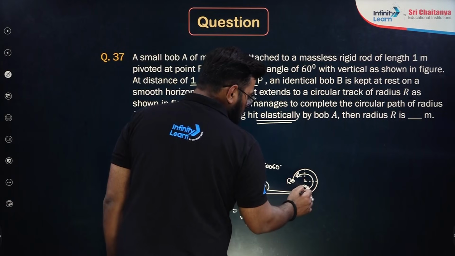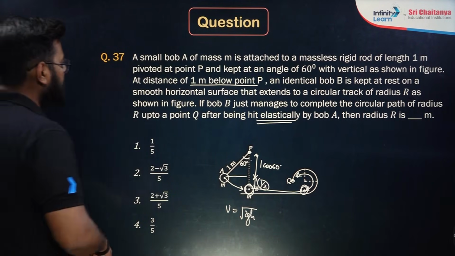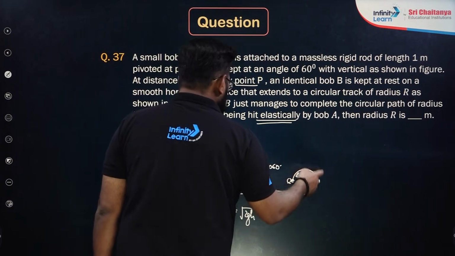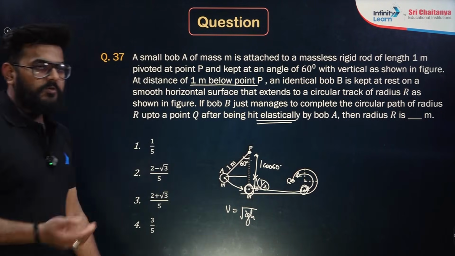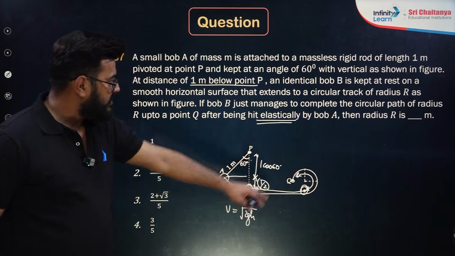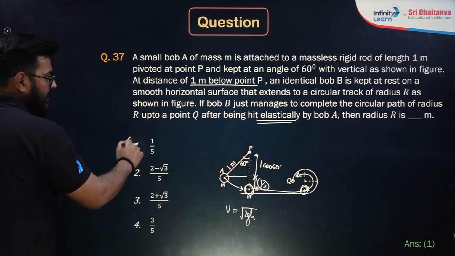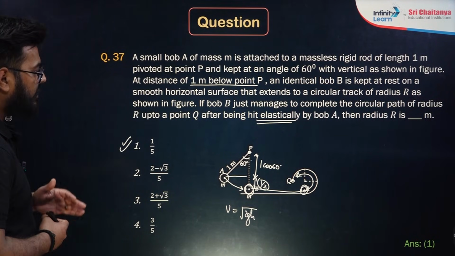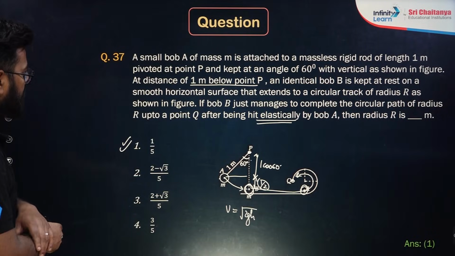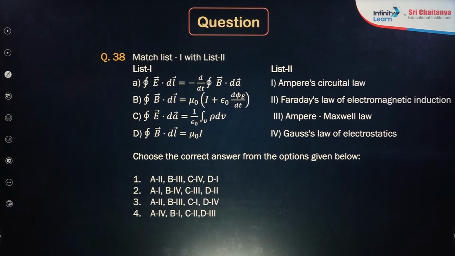Now, what is the condition? The condition over here is that the velocity at the bottommost point should be greater than root 5 gr. So root 2 gh should be greater than root 5 gr. So based on that, you will be able to find out the answer. Okay. Answer number 1 is coming, right? So the radius can be calculated easily. Clear?